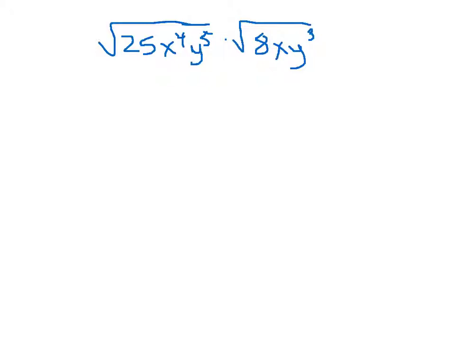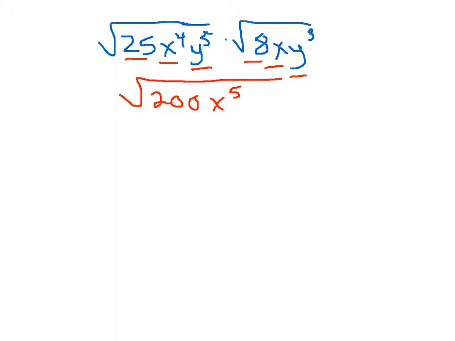This way I'm going to just combine them under one radical bar, and I can do that since the index is the same. When I combine them all under one bar, 25 times 8 is 200. X to the 4th times x gives me x to the 5th. Y to the 5th times y to the 3rd gives me y to the 8th. If you consolidate it into one radical expression, it may be a little easier for us to simplify this.